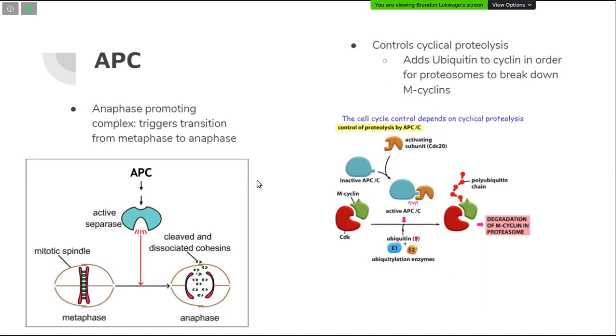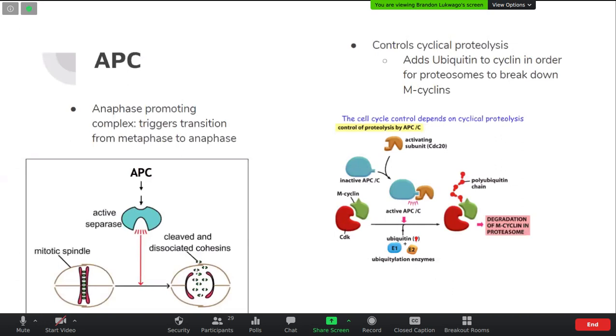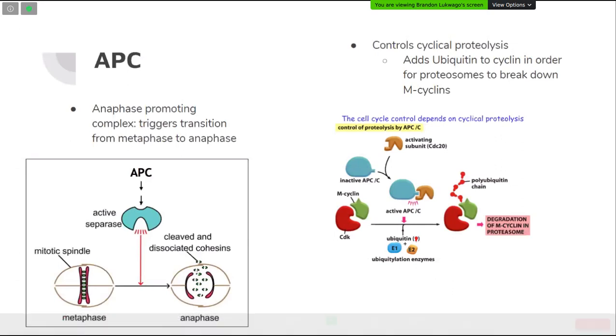And so right when the cell enters anaphase, the M cyclin needs to be cleaved right away in order for it to continue onto the next cell cycle, which is mitosis. And the role of APC is that it controls cyclical proteolysis. Basically, it's inactive until CDC20 binds to it, which then recruits ubiquitin-like proteins that bind to M-CDK and trigger the breakdown of M cyclins.